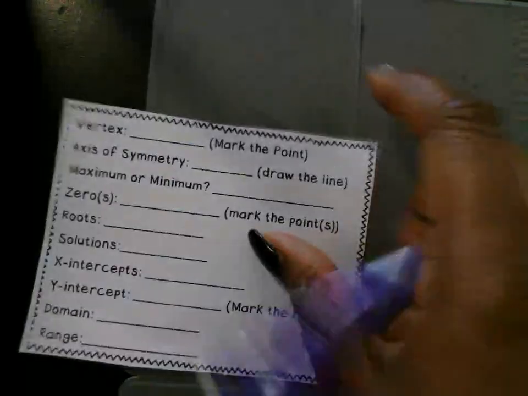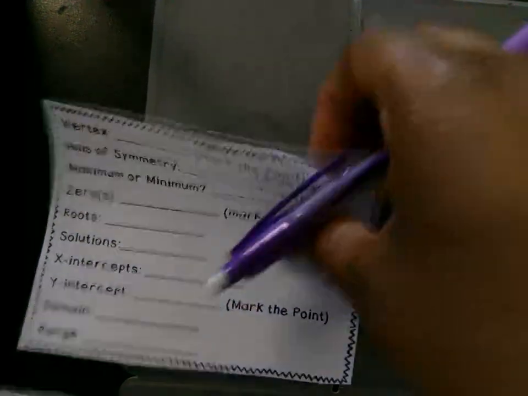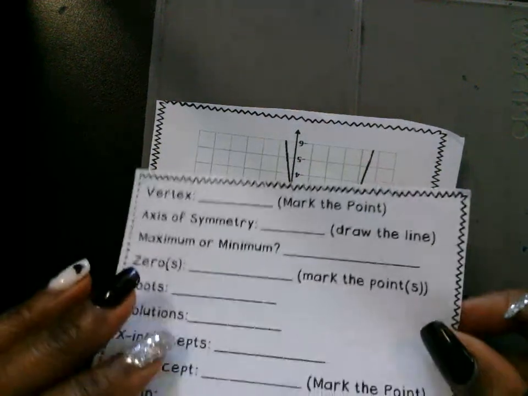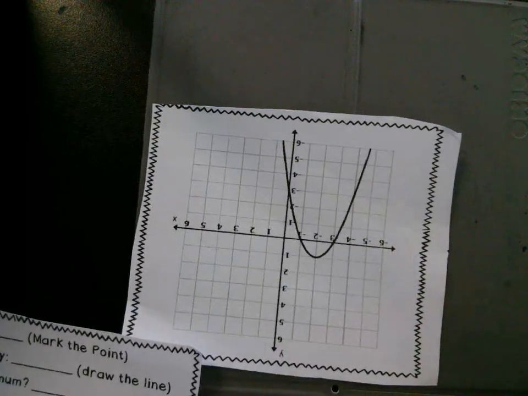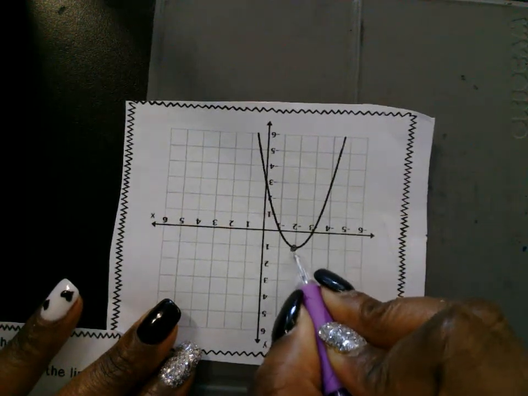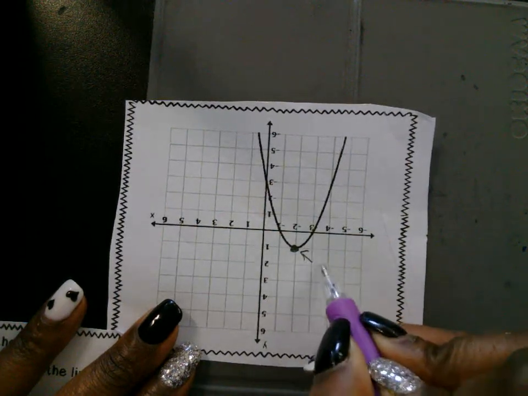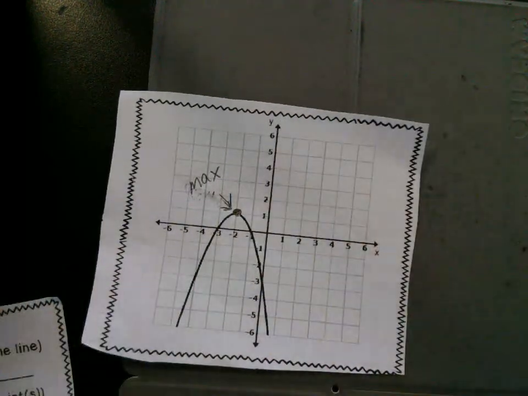All right, y'all. Let's look at these two sheets. We got the little graph. First thing, we're going to look for the vertex. The vertex is the minimum or maximum value. This one is right here. This is the vertex. This is the maximum value. I mean minimum because it's at the bottom. Oh, it is maximum. It's right here.